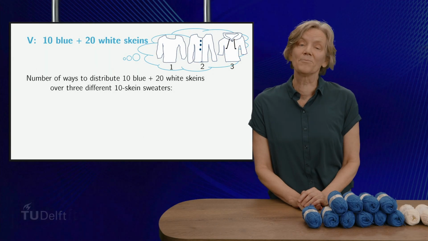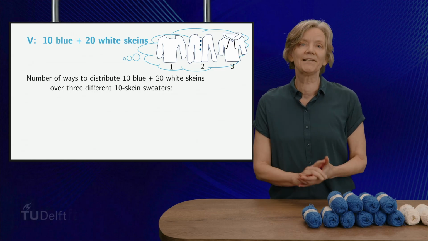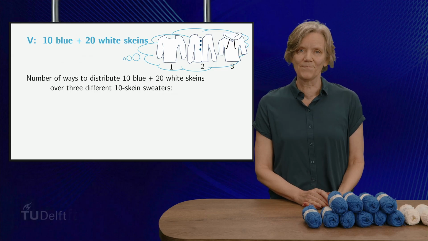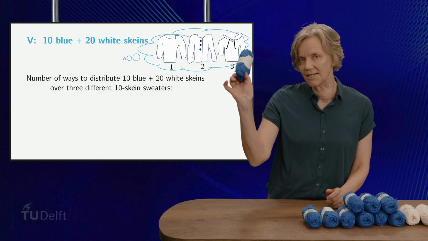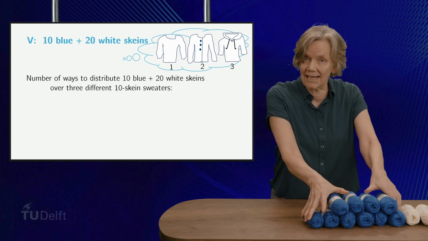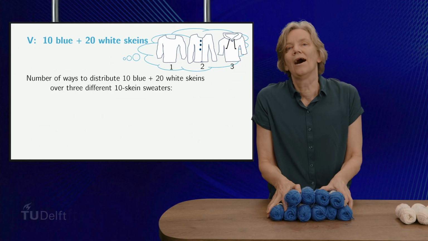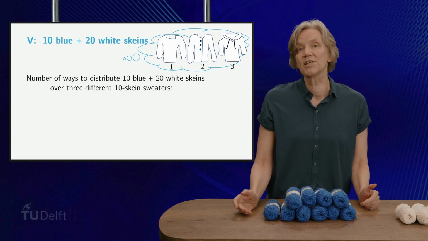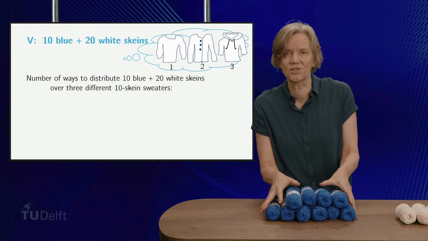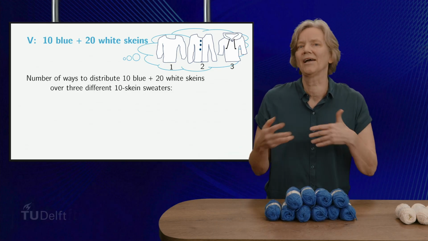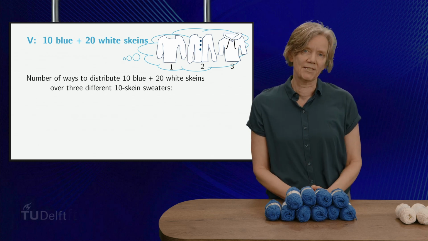And now the last counting problem. Say I want to make 3 different sweaters. A simple sweater, a cardigan and a hoodie. For each I need 10 skeins. This is a skein. I have 10 blue skeins and 20 white ones. How many ways can I distribute the blue skeins over the 3 sweaters? You may try this yourself, but for this problem I cannot count elements per position or positions per element.